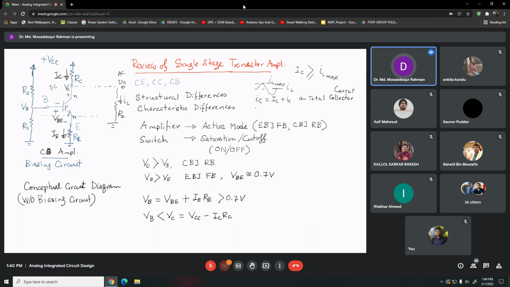Similarly, for the collector voltage, we have small v with capital C. This capital C, let's try to make it bold. The total collector voltage will be the summation of the DC voltage, capital V capital C, plus the AC voltage, small v small c. So that is our total collector voltage.